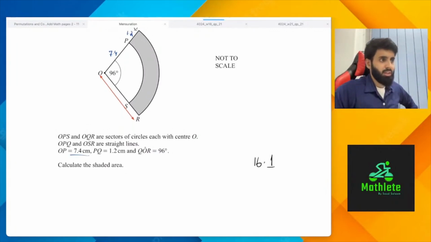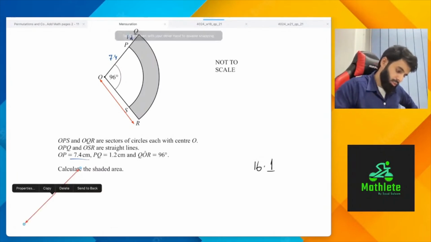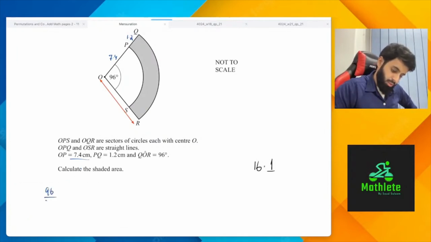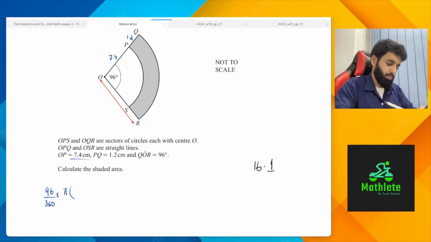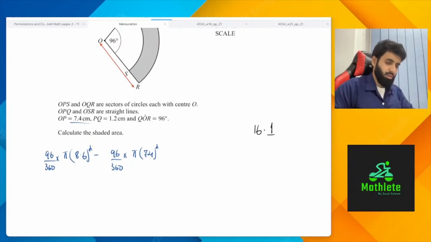But please मेजर और माइनर वाली गलती, although I know what you probably meant by major, you probably meant the bigger sector, and by minor you probably meant the smaller sector. I get that, but just so it's clear, major sector is when you have within a circle two sectors, one of them is bigger and the other is smaller. Anyway, so 96 upon 360 into pi. Acha, how will you calculate the area of the bigger sector? You will do 7.4 plus 1.2, so that's 8.6. 8.6 squared minus 96 upon 360 into pi 7.4 squared.